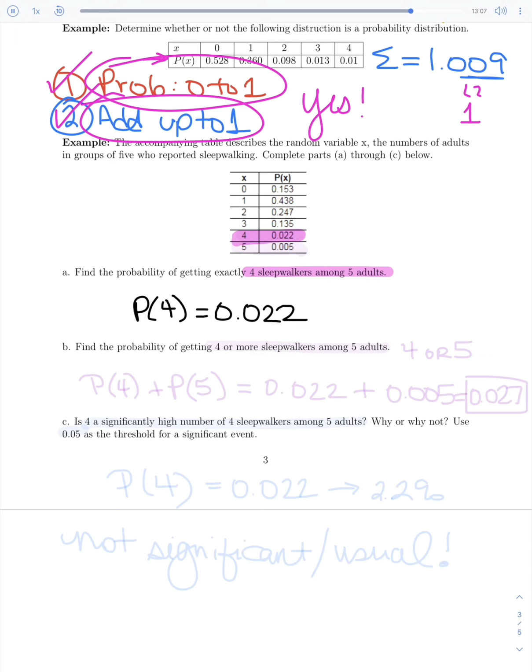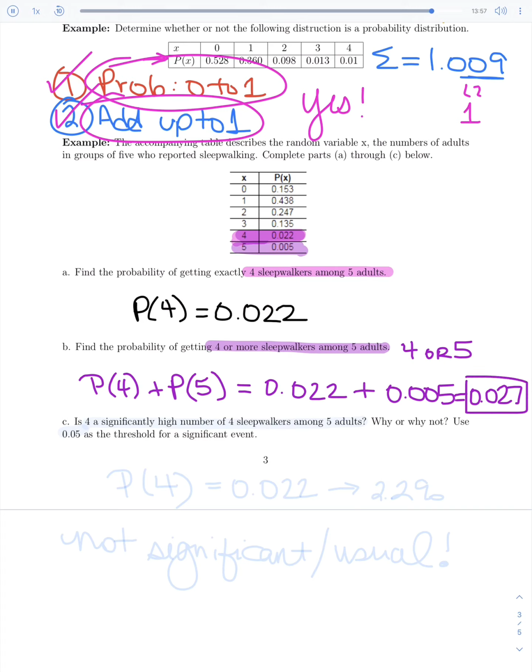Now for this next one, we're asking the probability of getting 4 or more. Well, 4 or more out of 5 would mean that you could either have 4 or 5, which means, again, remember the or means we're going to be adding these up. So that means I'm going to take the probability of 4 and add it to the probability of 5. Well, let's see. The probability of selecting 4, we already said, was 0.022. Added to the probability of getting all 5, which would be 0.005. Adding those two up gets us a total of 0.027.